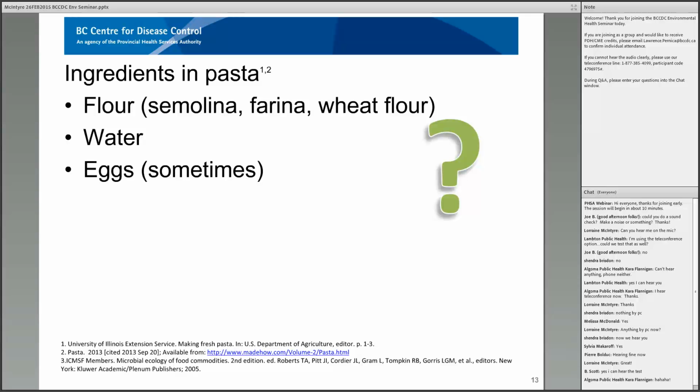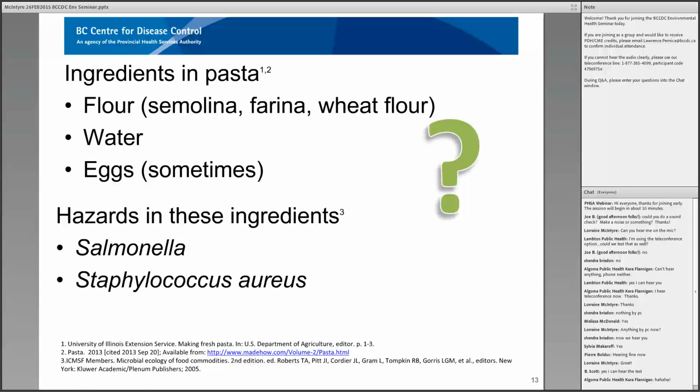So if it contains eggs, what's the principal hazard? It's a biological one. Yes, Salmonella enteritidis is again our biggest issue. So the hazards in these ingredients are Salmonella and also Staphylococcus aureus if there's improper food handling, because it is a hands-on kind of food preparation technique, as well as you have issues with spoilage molds.